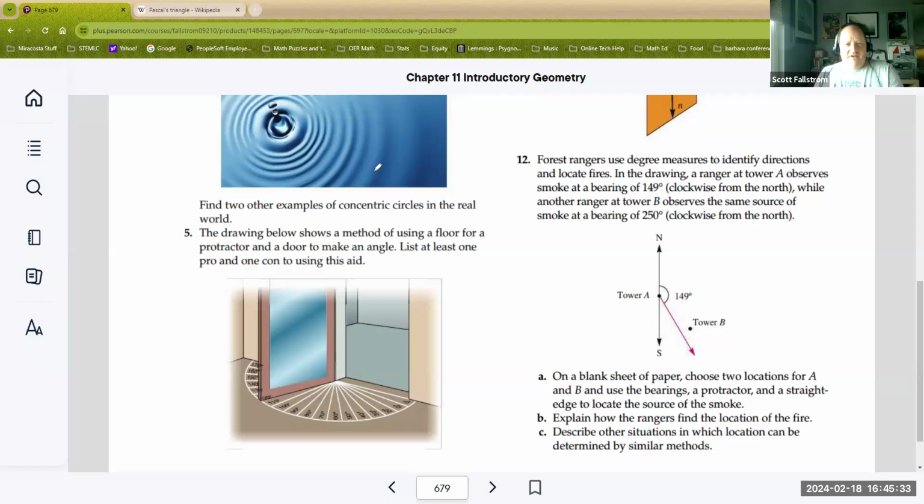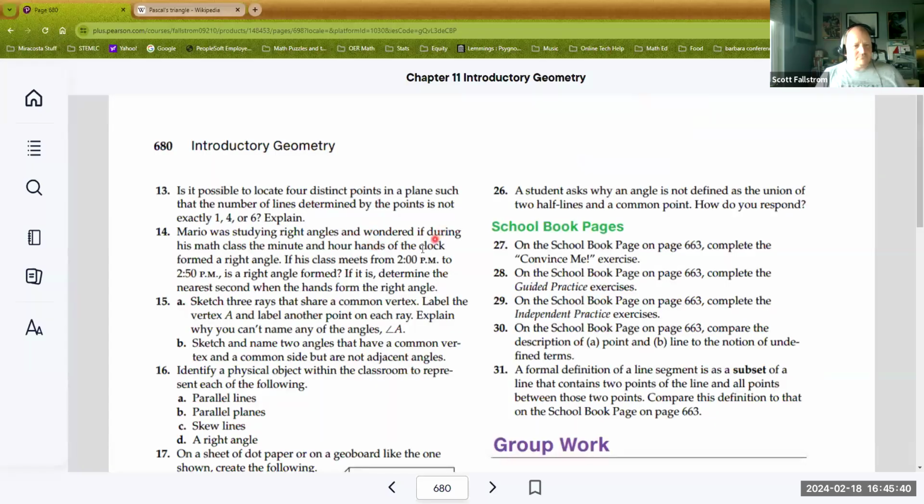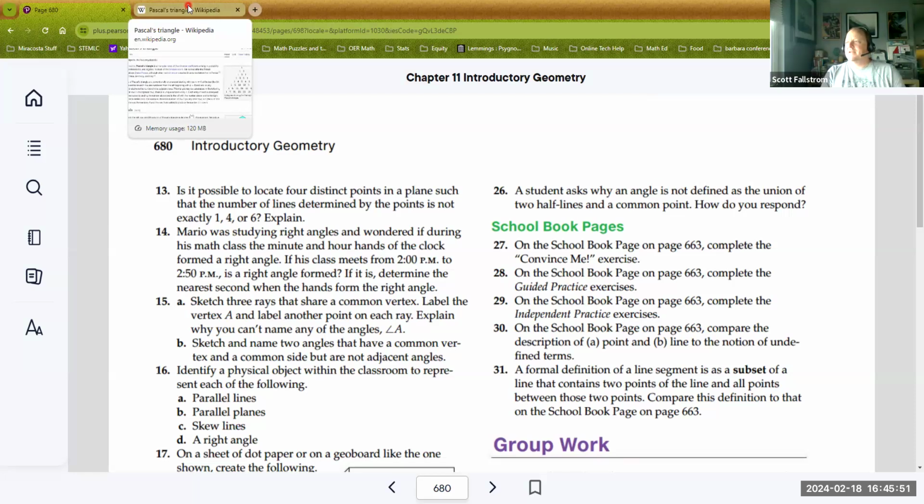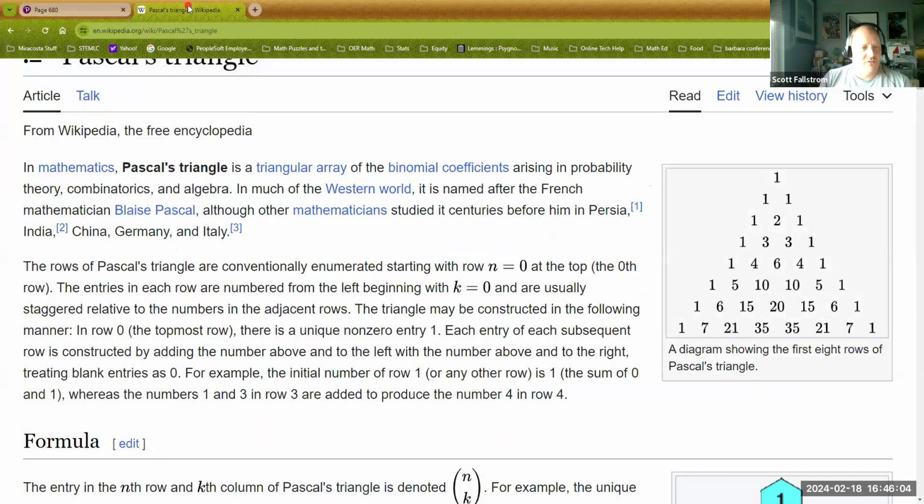Okay, let's see here. We got number 14. Let's take a look. So this one's definitely on the next page. Number 14: Mario was studying right angles and wondered if his math class minute and hour hands ever formed a right angle. Yeah, so this is similar to the packet I gave you that had some clock arithmetic where we were coding and decoding, and then there was one page about clock geometry. And so I think maybe I'll open up that page.